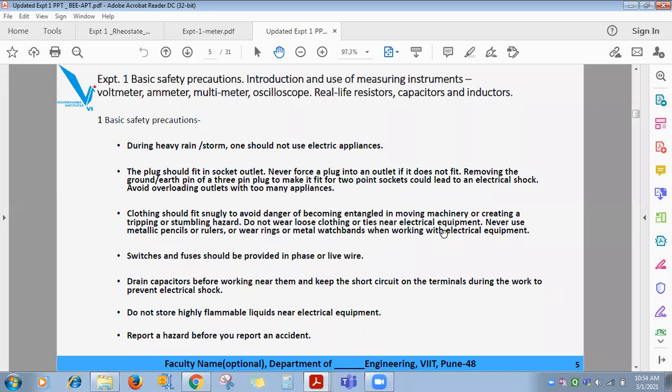Again, in a socket, how many terminals are there? Three. The lower two are which ones? Phase and neutral. And what is the upper one? Earthing.